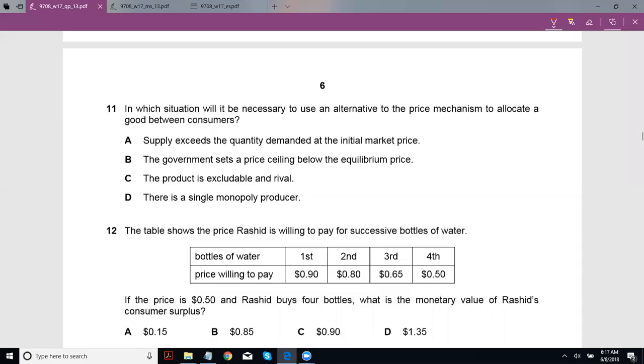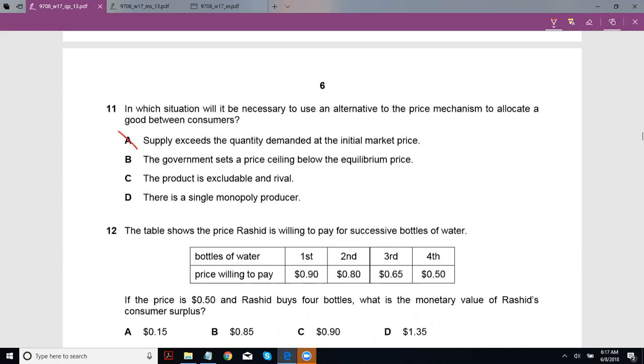All right, so we'll be continuing with the next 10 MCQs. So question 11: in which situation will it be necessary to use an alternative to the price mechanism to allocate a good between consumers? So basically, where your market mechanism or your price mechanism cannot function, we are looking for that. Supply exceeds the quantity demanded at the initial market price.